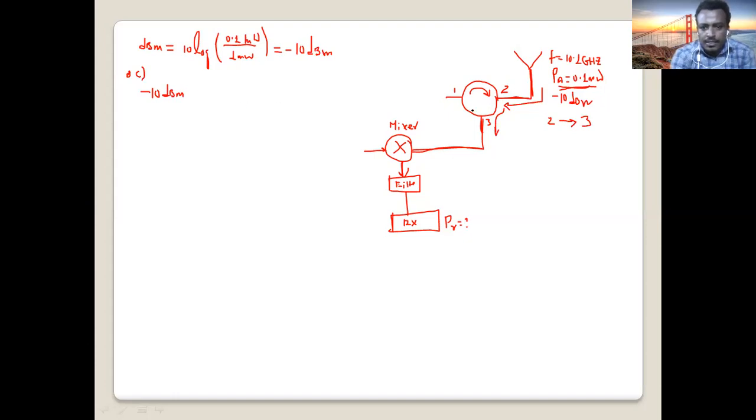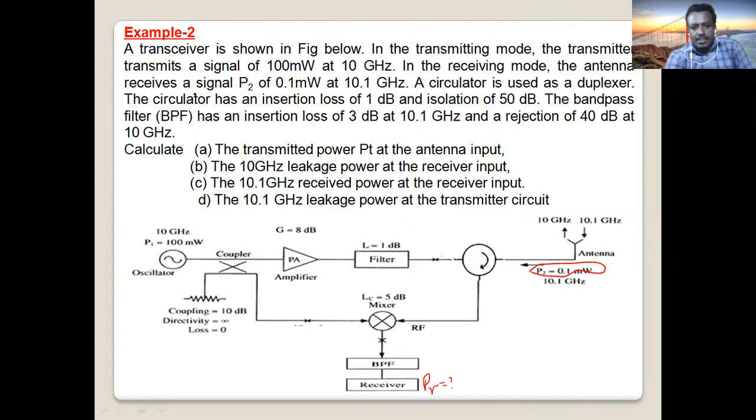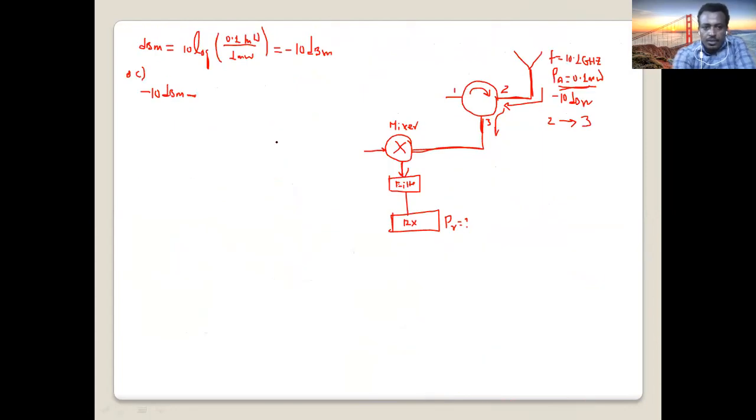Then the circulator: how much loss? Is it 1 or 50? Is it insertion loss or isolation? It is insertion loss, only 1. Why? Because the signal is going in the correct direction. You see here, the antenna signal comes to port 2. If it goes in the right direction, we subtract only the insertion loss. So what is the insertion loss of this circulator? Only 1.